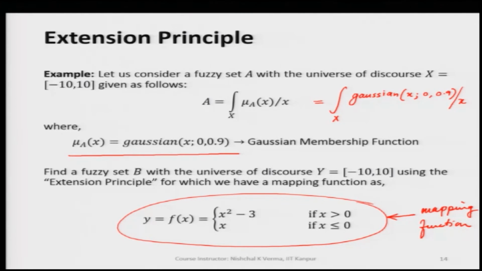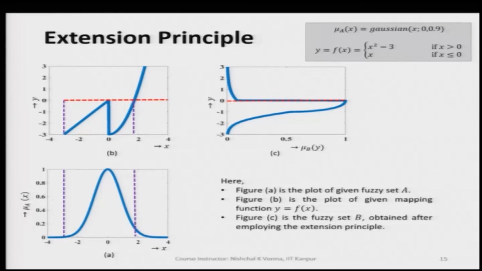So, when we use this mapping function and the fuzzy set that is given, which is defined in the universe of discourse X, let us see how we find the fuzzy set B, which is defined in the universe of discourse capital Y. Here you see figure A is the plot of the given fuzzy set A. This is the Gaussian fuzzy set. So, we can write here the fuzzy set A, and figure B is the plot of the given mapping function.